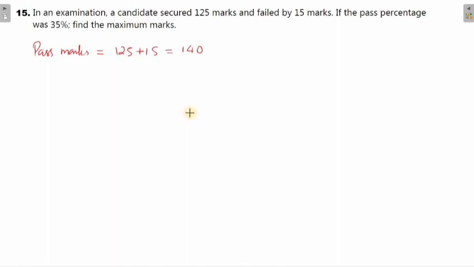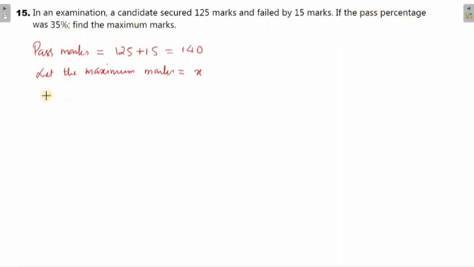Okay, now the question is asking what is the maximum mark. So maximum mark is nothing but the full marks. Let the maximum marks be x. Now out of x, if you get 35%, then you have passed, isn't it? Because the pass percentage is given to be 35%.